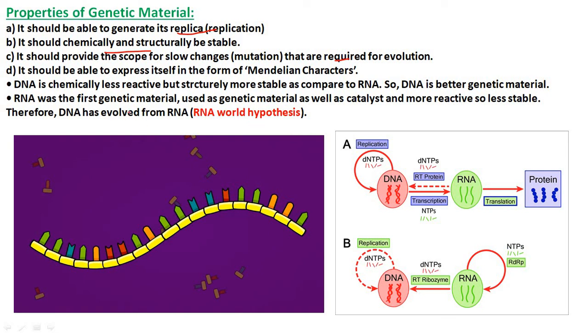So RNA was the first genetic material, used as a genetic material as well as a catalyst, and it is most reactive, so less stable. Therefore, DNA has evolved from RNA. That is known as the RNA world hypothesis. Okay.